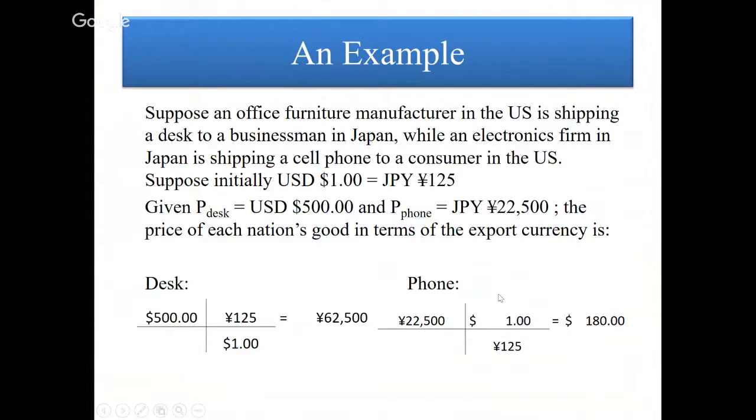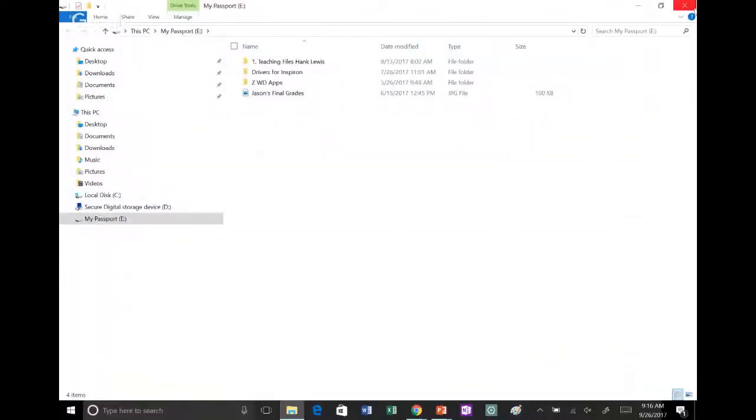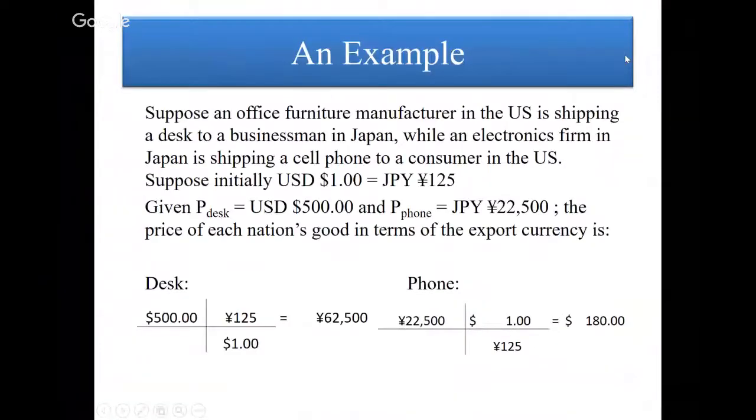To find out how many dollars this is, you start with the price in the home currency, and for Japan, that's the yen, 22,500 yen. We divide by the exchange information for the home currency, which is 125 yen. And for that phone, the dollar is the export currency because it's being sent to the US. Multiply by $1. The yen is going to factor out, and our answer will be in dollars, and this one comes out nice and even, $180 and 0 cents.